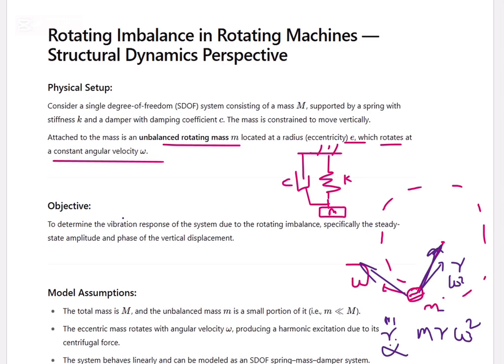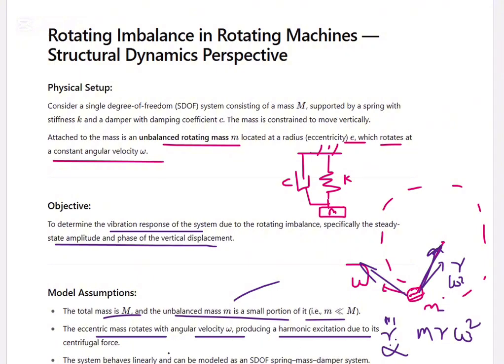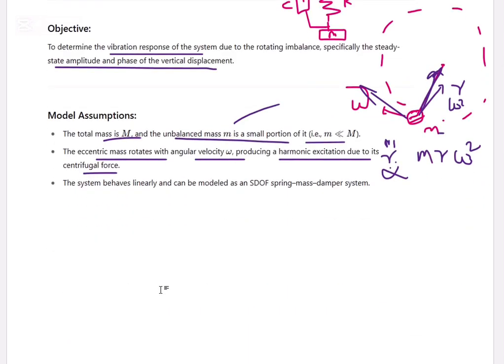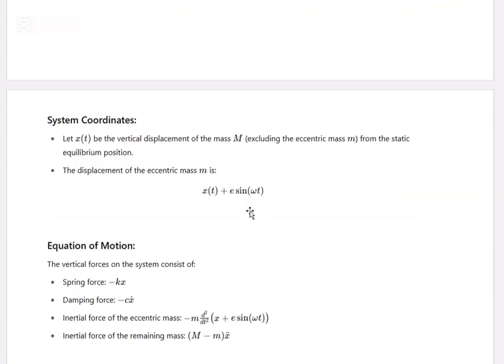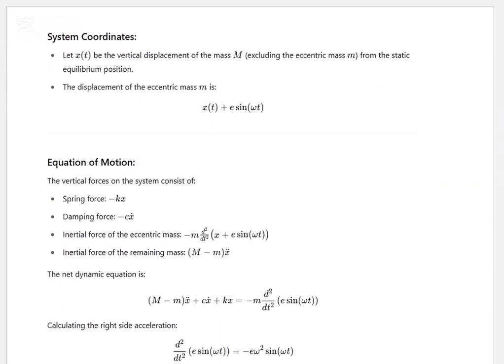So let's discuss this one. To determine the vibration response of the system due to rotating imbalance, specifically the steady state amplitude and phase of the vertical displacement. Total mass is M, unbalanced mass is small m, a small portion of it, m much less than capital M. The eccentric mass rotates at angular velocity omega, producing harmonic excitation due to the centrifugal force. The system behaves linearly and can be modeled as a single degree of freedom mass-spring-damper system.